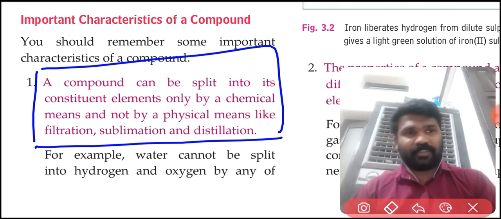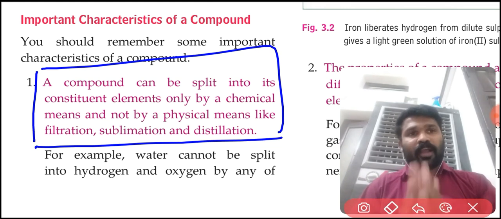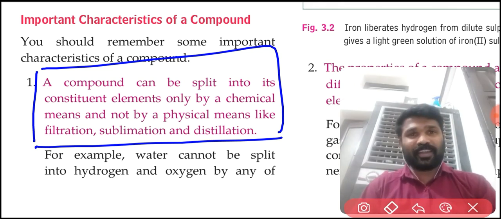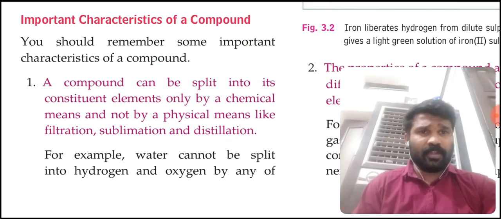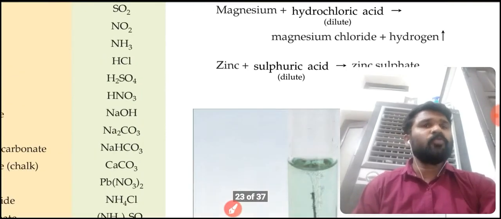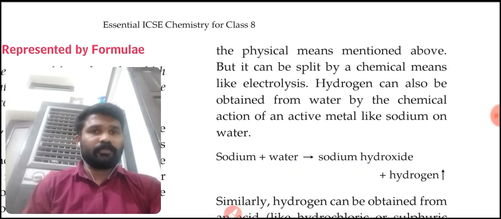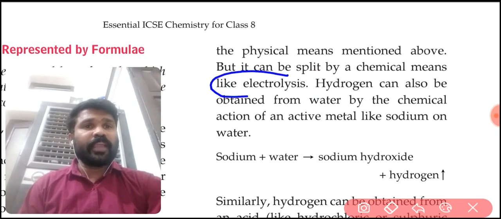Compounds can be split by the chemical method. It cannot be split by physical methods like filtration, sublimation and distillation. For example, water cannot be split into hydrogen and oxygen by any of the physical methods like filtration, sublimation and all. But it can be split by chemical means like electrolysis.